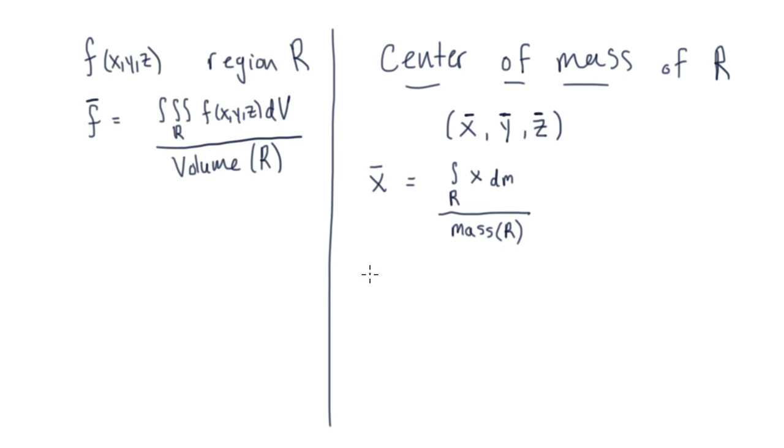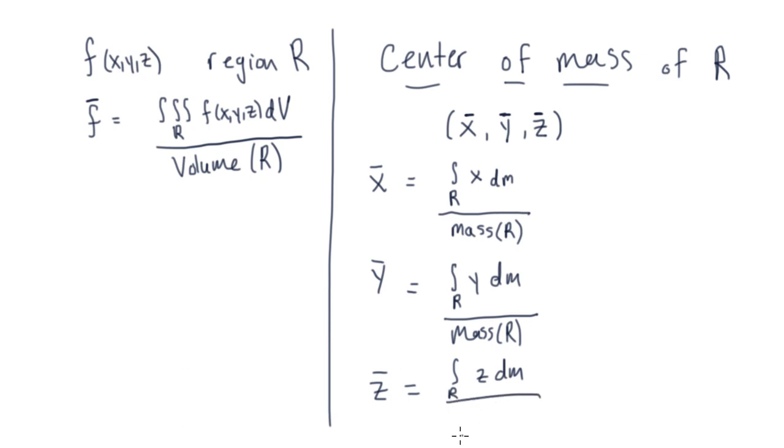Okay, and then the same thing for y bar. I just integrate over the y coordinates, the mass elements, divided by the mass. And then the z coordinate of the center of mass, I do the same thing. I add up all of the z coordinates over the mass elements, and then divide by the mass.